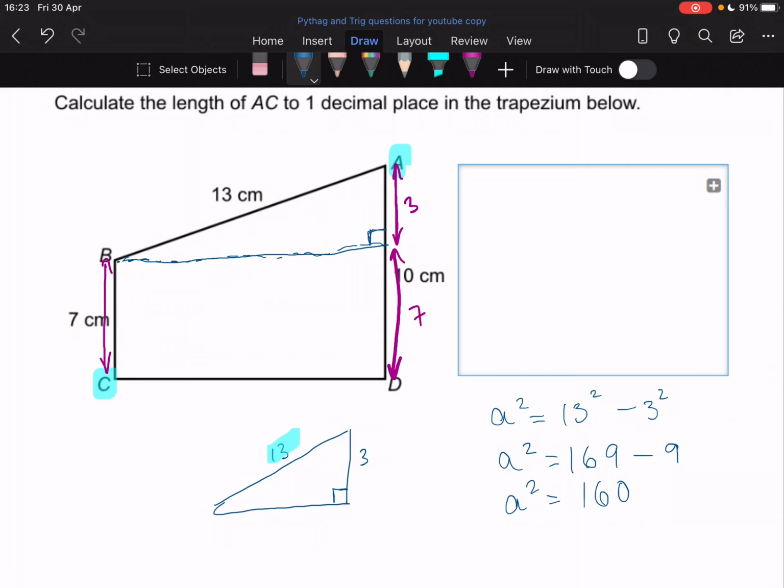So how do we get a by itself? We square root, because that's the opposite of squaring. So a is equal to the square root of 160.